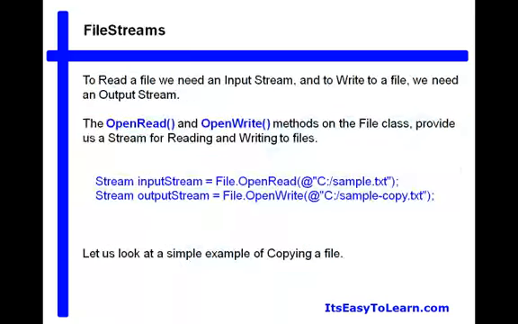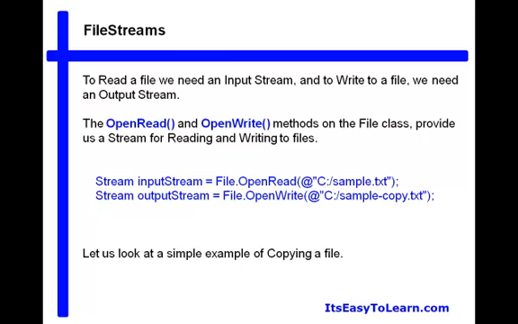So let's look at file streams. To read a file, you need an input stream, and to write to a file, you need an output stream. So how do we get the input stream and output stream on the file? The OpenRead and the OpenWrite methods on the File class provide us a stream for reading and writing to files.